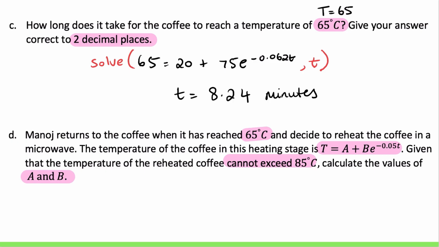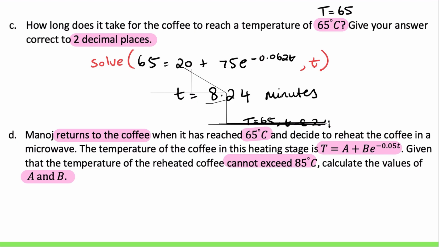Okay, so a couple of really important bits of information. The first thing is that he returns to the coffee, and I probably should have highlighted that along the way. If we're following our story here, it's asking how long it takes for the coffee to reach the temperature of 65 degrees, and he comes back to the coffee at 65 degrees. So the time at which that happens is 8.24. That's the first bit of information I've got: when capital T is 65, little t is 8.24.